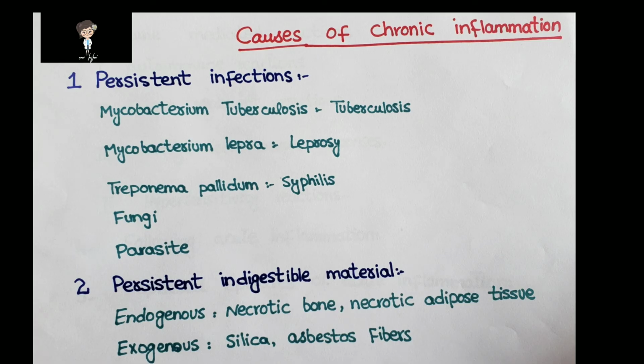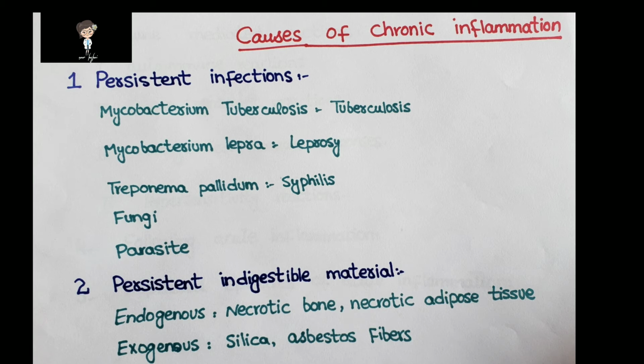Now we will discuss chronic inflammation. As we learned in inflammation video part 1, chronic inflammation is a long duration characteristic feature as compared to acute inflammation. First of all, we will discuss causes of chronic inflammation. First cause is persistent infection, which are prolonged and difficult to remove.